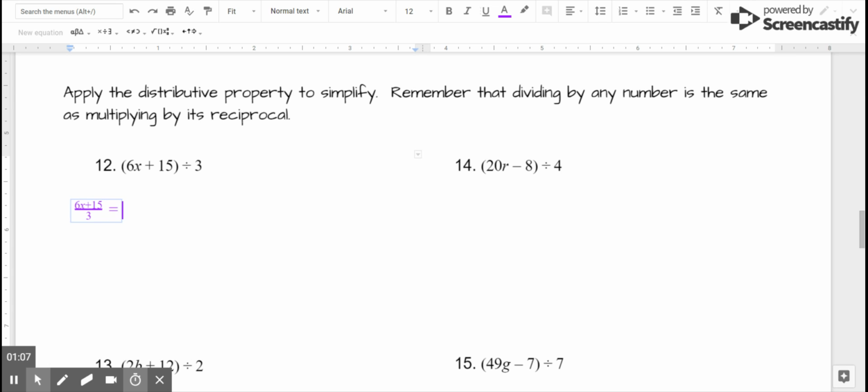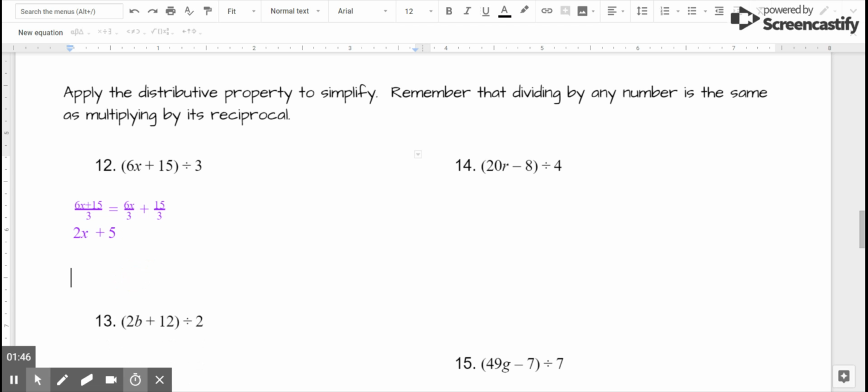When I see this fraction, 6x plus 15, all divided by 3, what I'm saying is that I'm taking 6x divided by 3, and then I'm adding that to 15 divided by 3. So let's look at each of these terms separately. 6x divided by 3, well, I know 6 divided by 3 is 2, so 6x divided by 3 must be 2x. And 15 divided by 3 is 5. So that changes my expression to 2x plus 5. That's going to be equivalent to what I started with, 6x plus 15 divided by 3.